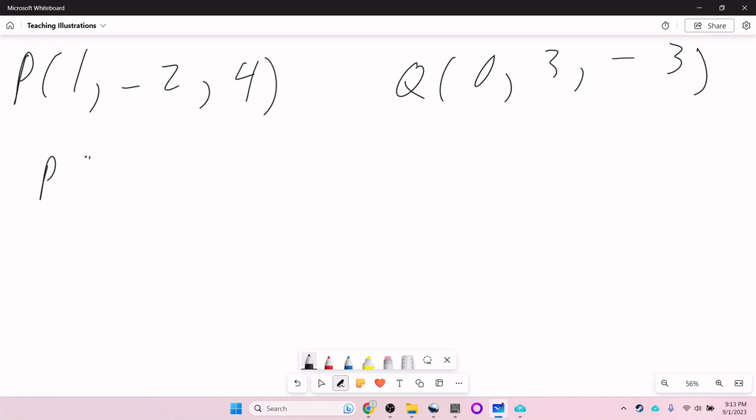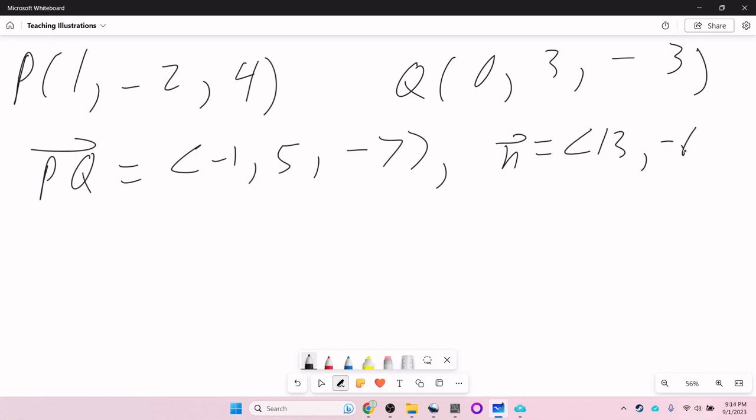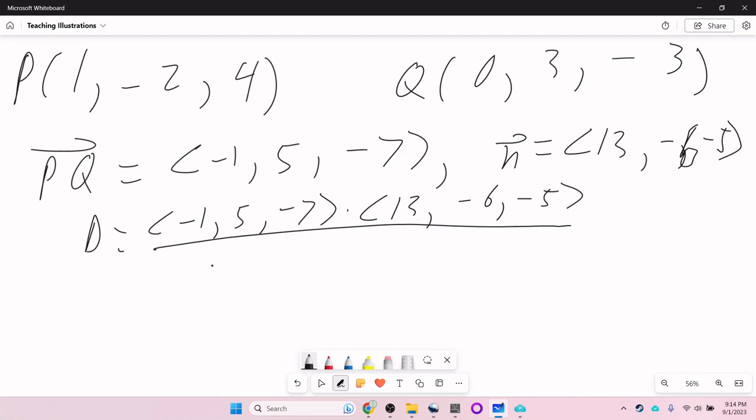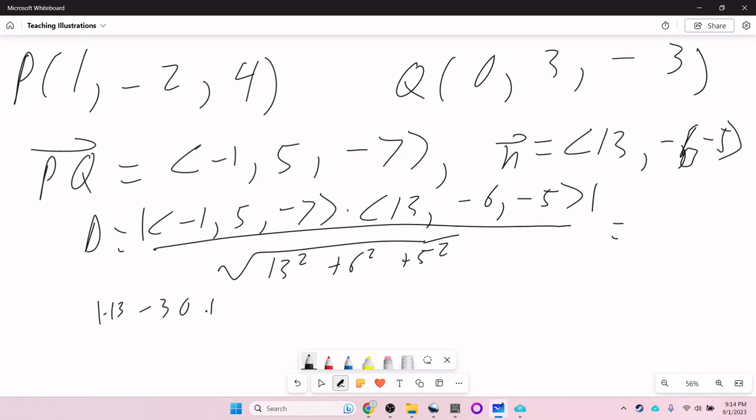So the vector between them, PQ, equals negative 1, 5, negative 7. And the normal vector we found was 13, negative 6, negative 5. Now the textbook does this a different way. It uses a formula, but let's do it the way we did earlier. So the distance would be the dot product of these divided by the length of n. 13 squared plus 6 squared plus 5 squared. I'll take absolute value on top if we need to. So this will give us absolute value of negative 13 minus 30 plus 35 over square root of 230, or 8 over root 230.